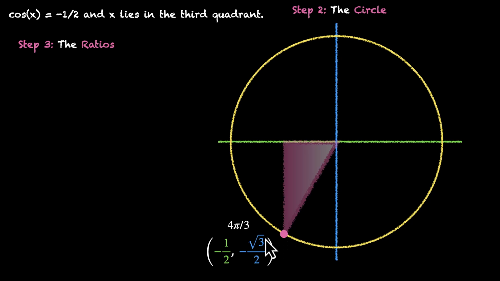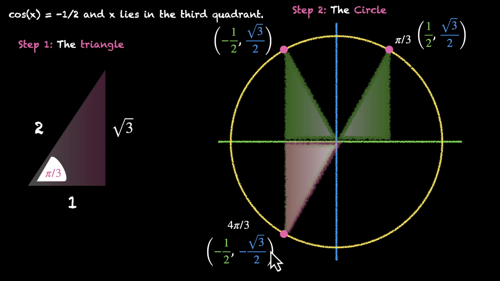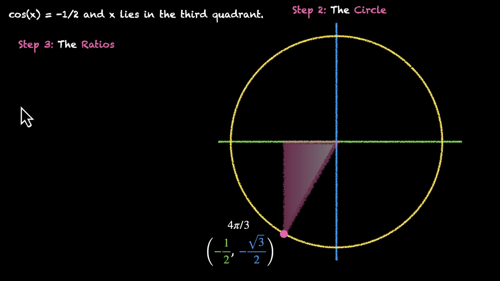Now that we know this point and its coordinates, we can figure out the ratios. And by the way, you can figure out the coordinates of this point using the identities that are given in the textbooks or by just observing the unit circle. Alright, now on to step 3, the ratios.